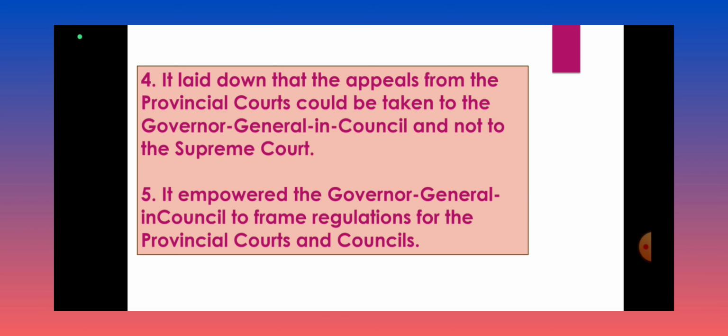Next, it laid down that appeals from the provincial courts could be taken to the Governor General in Council. Very important. We know that if any disputes happen in the High Court, they go to the Supreme Court. But at that time, it laid down that the appeals from the provincial court could be taken to the Governor General in Council and not to the Supreme Court.